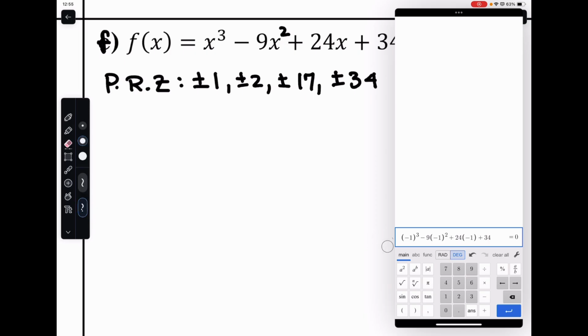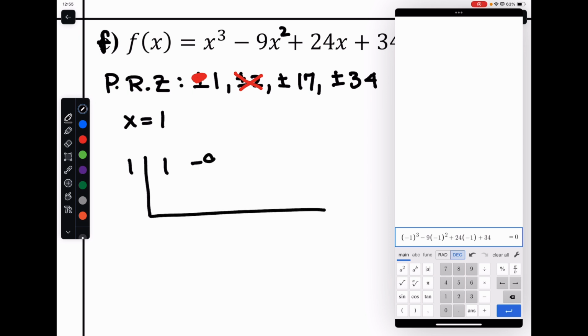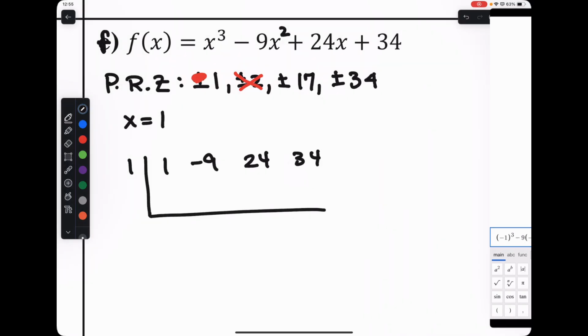And off camera, I did try +1 and -2, and those didn't work. So I can scratch this out, and I can scratch that one out. So using that x equals -1, let's now use synthetic division and get our quadratic. So let me move this away.